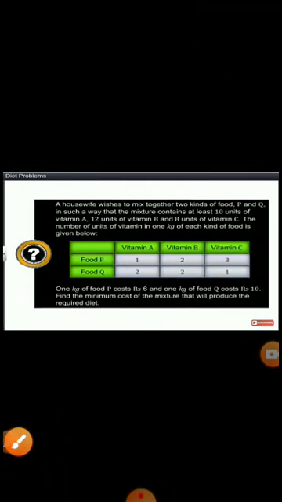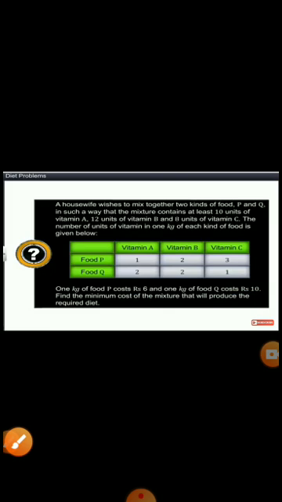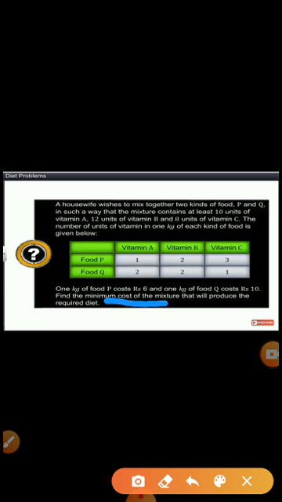And also it was given that 1 kg of food P costs rupees 6, and 1 kg of food Q costs rupees 10. Okay, that was given to us. Find the minimum cost of the mixture that will be produced. We have to find the minimum cost.